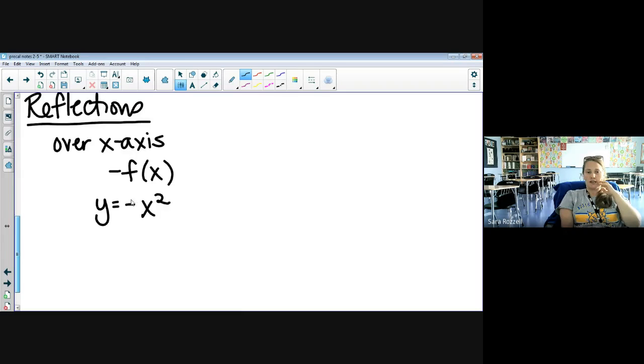So y equals -x² is an x² graph that's been flipped over the x-axis. So instead of being here, that's a normal parabola, it is now here. So to make it flip over the x-axis, you just need a negative in the front.